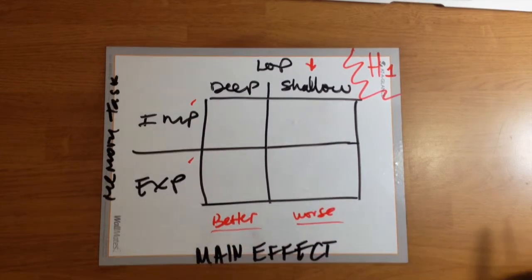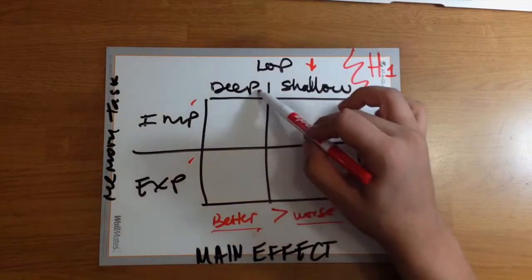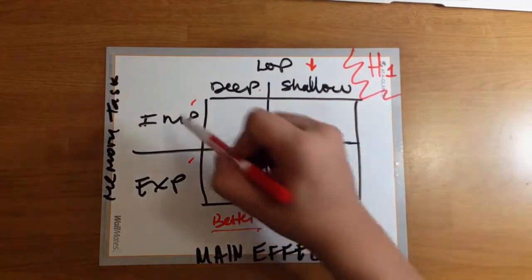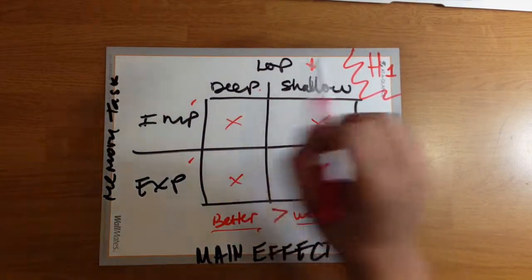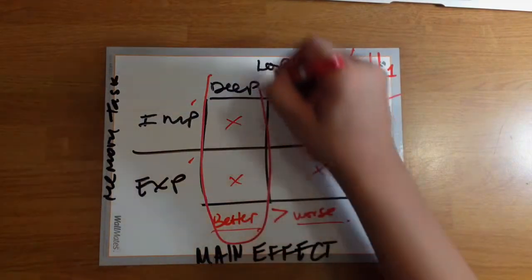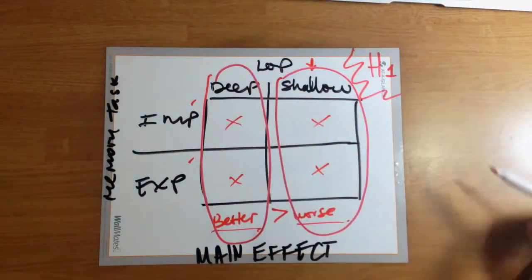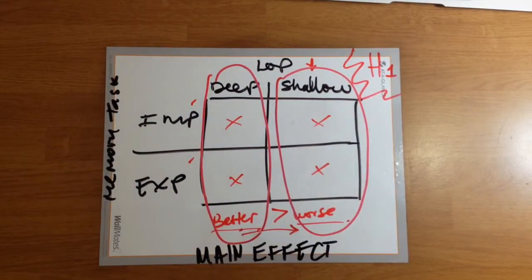So basically what that means is that more participants will recall more words here than in here. Again, we're ignoring these levels. So the best way you can think about it is that we're doing this and this, and we're saying that this overall will be better than this overall. That is a main effect.